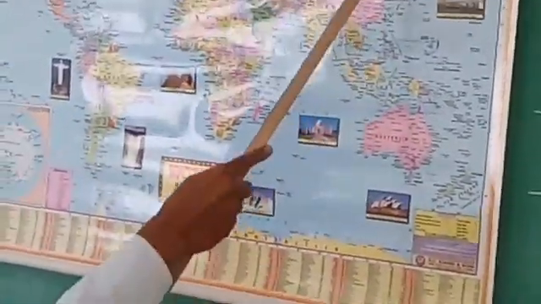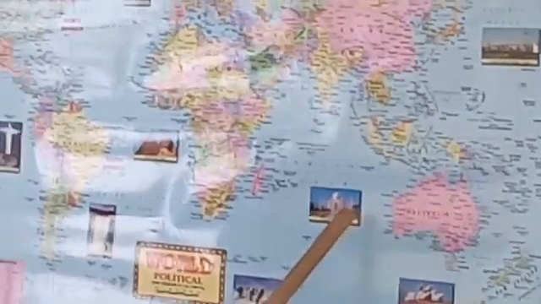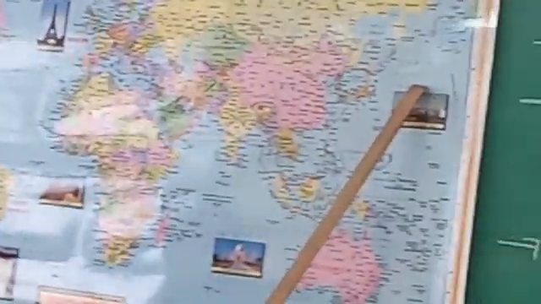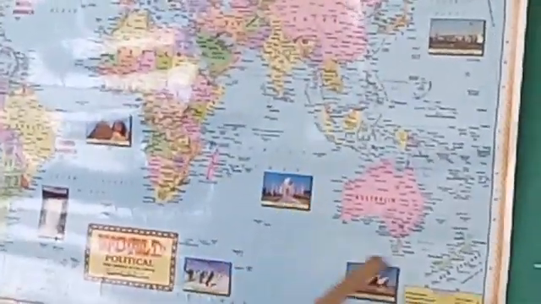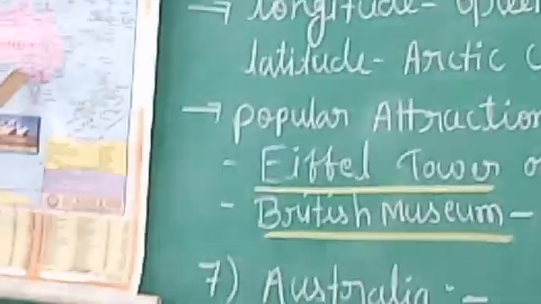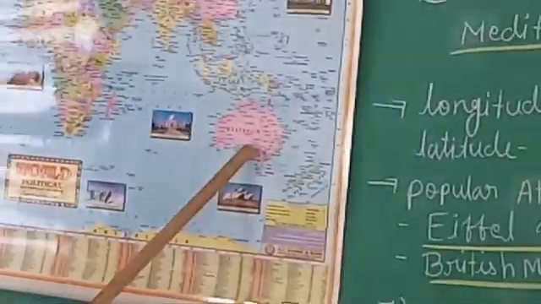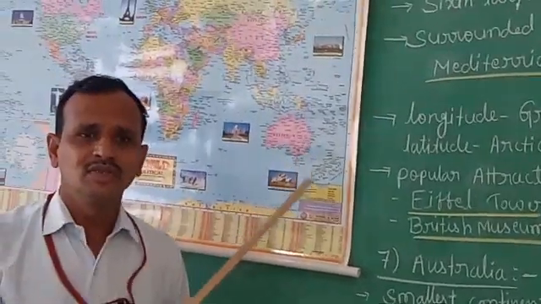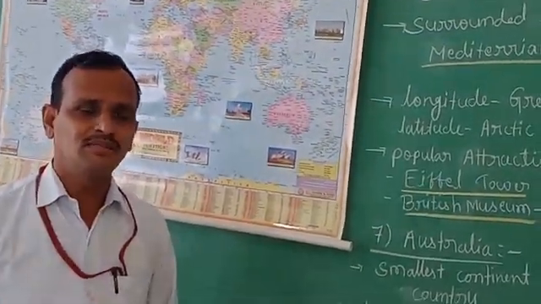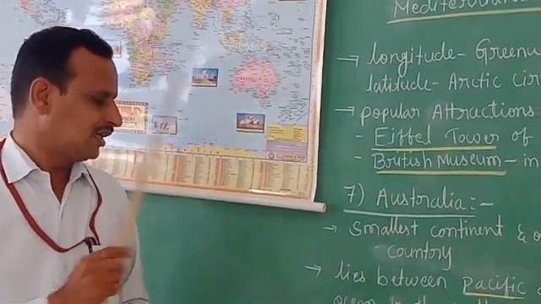It lies in the southern hemisphere, and between which oceans? This side the Pacific Ocean, and this side the Indian Ocean. Between them is the Australia continent. In this Australia continent, there are many popular cities. Canberra is the capital city of Australia. Can you remember this? Which is the capital of Australia? Canberra. Canberra is the capital of Australia.